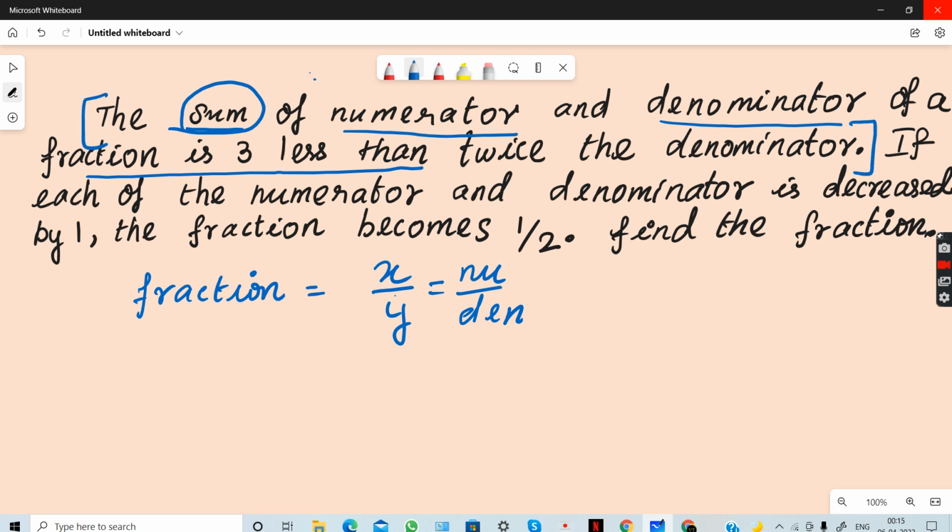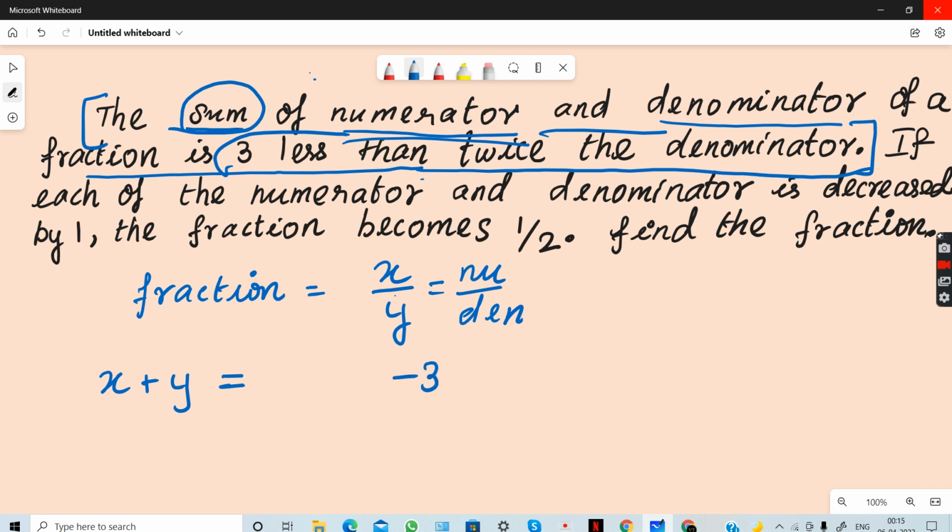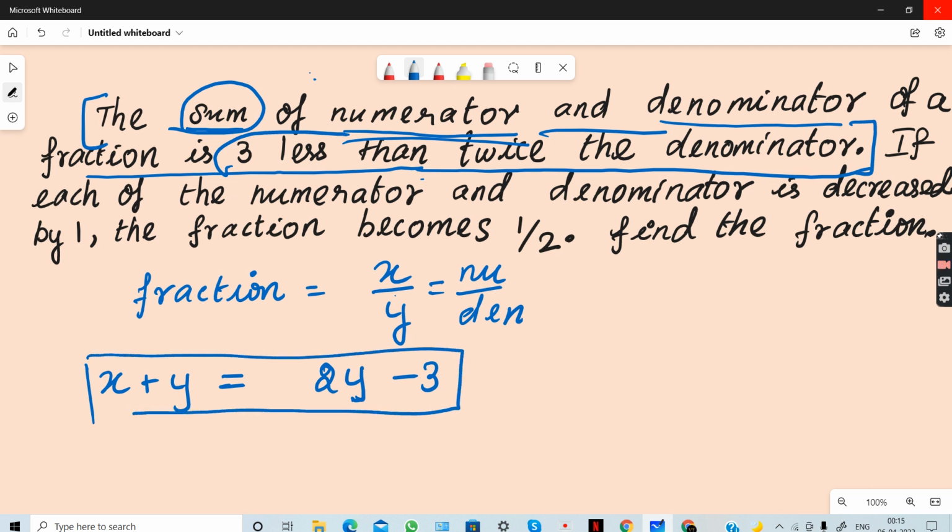First sentence: the sum of the numerator and the denominator of a fraction is 3 less than twice the denominator. So I am just adding the numerator and the denominator. Students, this is a very important one: 3 less than twice the denominator, 2 times the denominator. So this is our first equation.